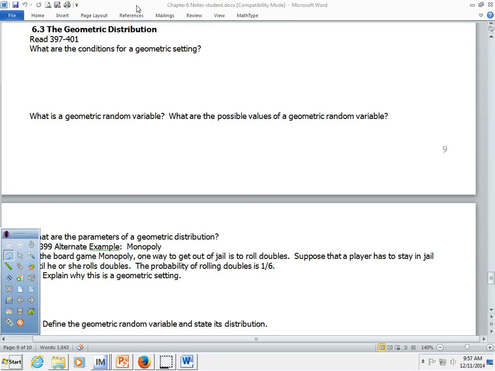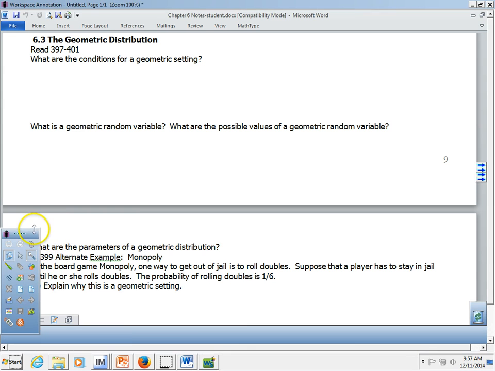I'm going to wrap up Chapter 6 tonight talking about geometric random variables. We've been talking about binomial random variables. You have to understand when the binomial setting is satisfied, checking your bins: binary, independent, the number of trials is set, and the probability of success is the same each time you perform a trial.